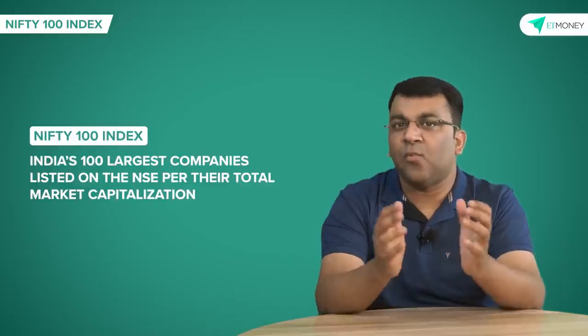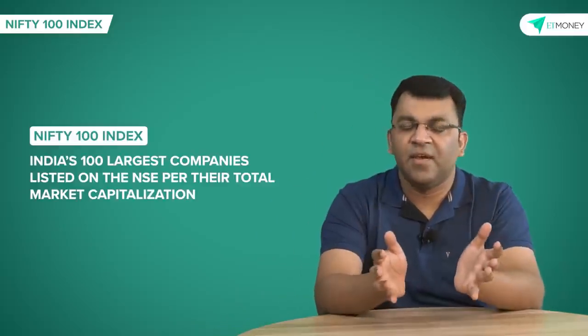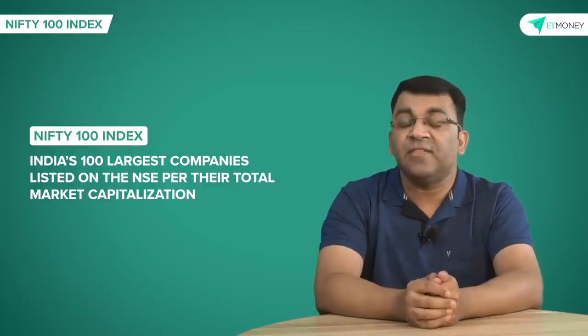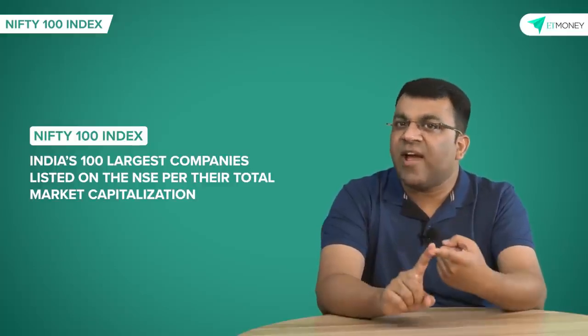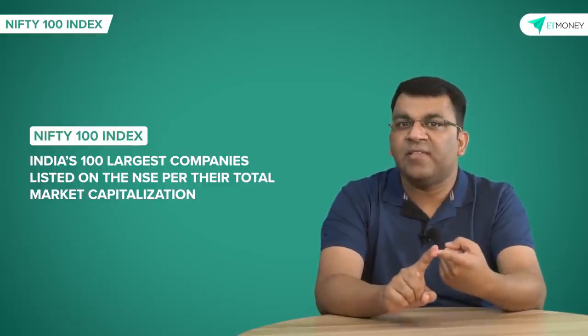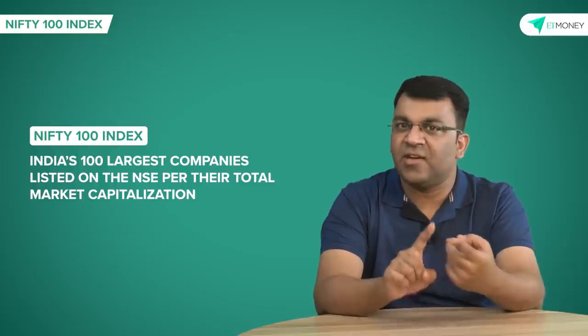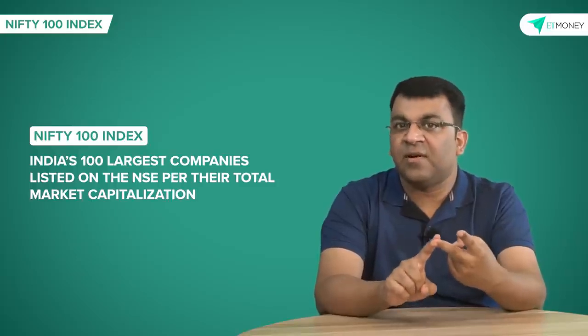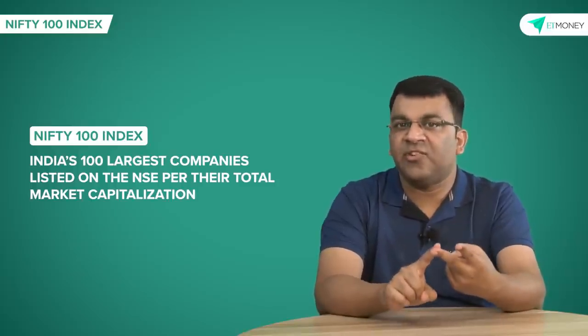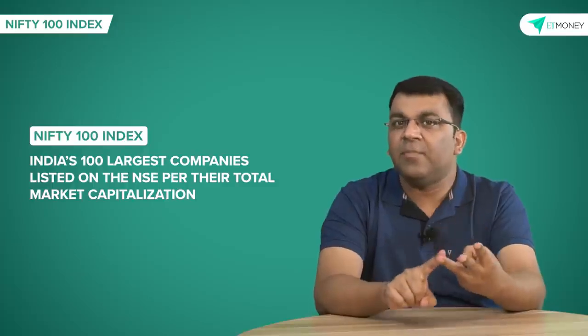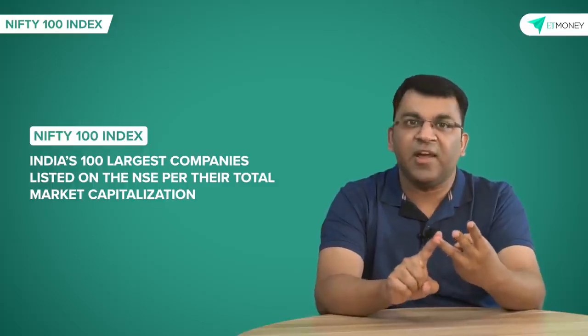The Nifty 100 index is a basket of India's 100 largest companies. The selection of these 100 companies is rather straightforward. We extract a directory of all companies that are listed on the National Stock Exchange. We sort this list per their total market capitalization, and the top 100 companies from this list forms the Nifty 100. Once we have our 100 companies, the next step is to assign a weight to each of these companies.